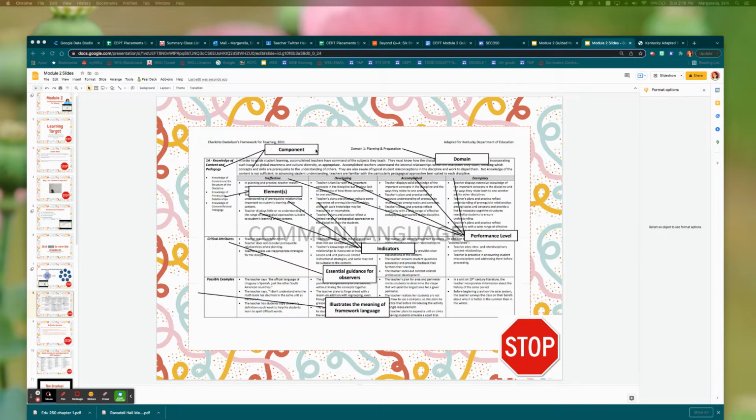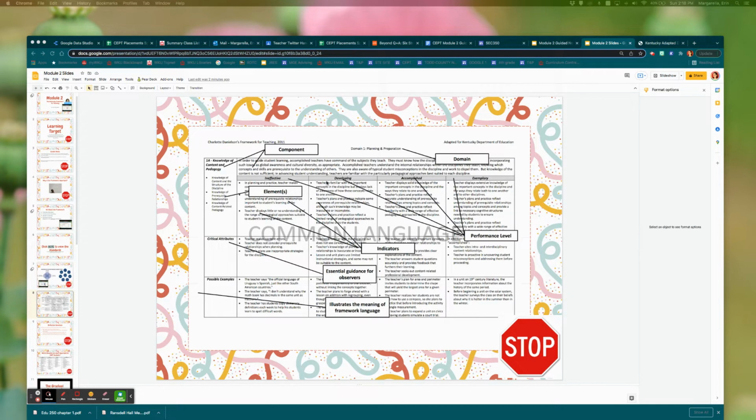All right, next we can look at the component right here. This is looking at knowledge of content and pedagogy. What that means is, are they demonstrating that they themselves, the teacher, understand the content? If they're teaching it in a way that makes you think, wait a second, I don't know that they understand this information themselves, then that teacher would be scored a little bit lower. The elements here show some of the subcategories within the component.